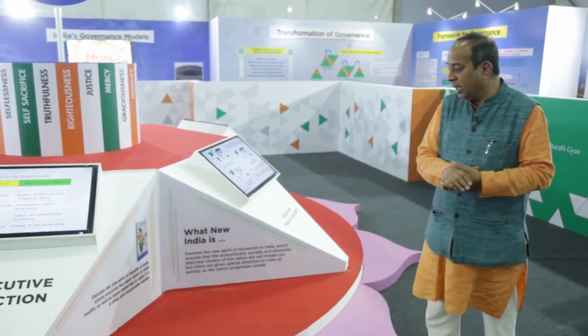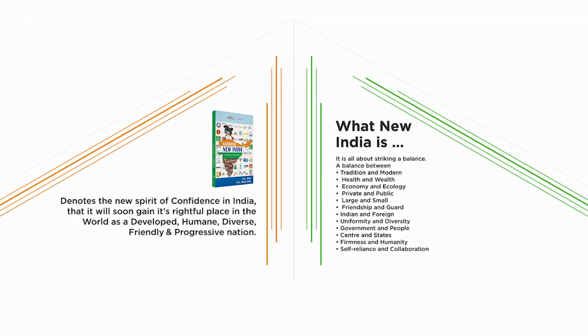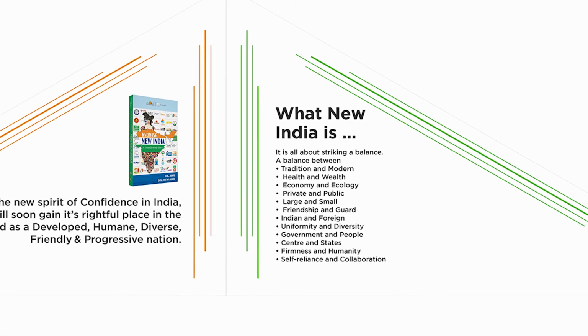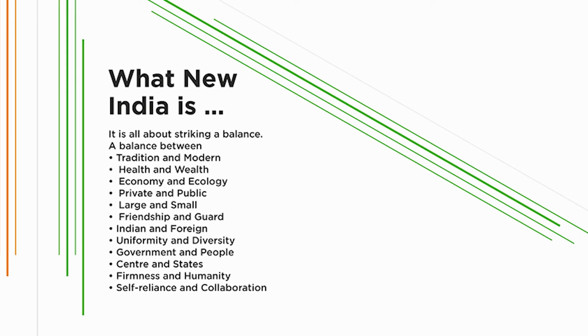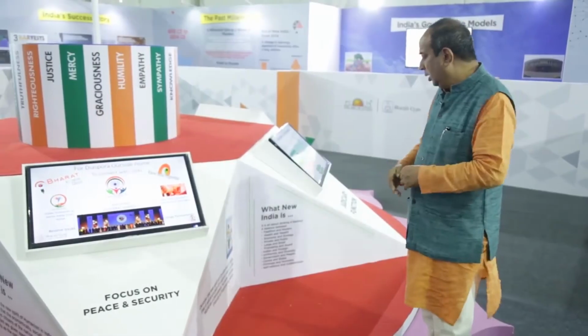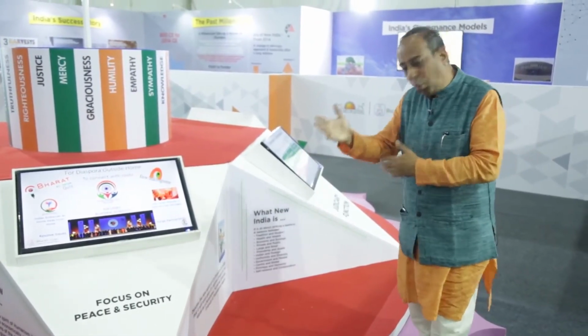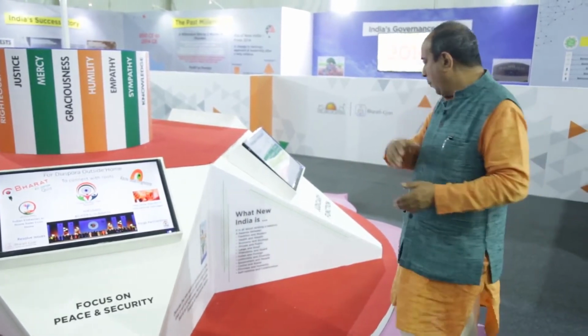Similarly, this New India is about having equal ownership of the whole land and looking forward to living this land in a clean and responsible manner with a sense of equality for all. Sabke saath, sabka vikas. Then going on to the next point. What this New India stands for is about striking a balance between tradition and modernity, striking a balance between health and wealth. It's about striking a balance between economy and ecology, an eco model.